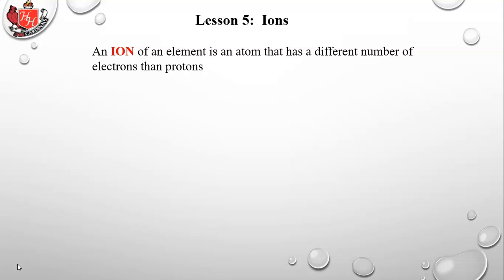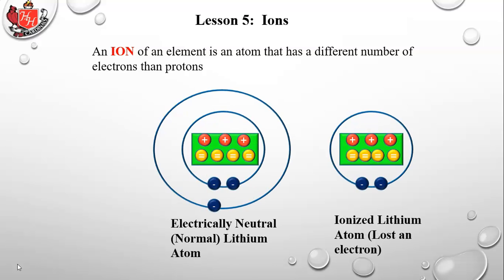An ion of an element is an atom that has a different number of electrons and protons. So here's an electrically neutral normal lithium atom. It has 3 protons and 3 electrons, so it's electrically balanced. An ionized lithium atom is shown on the right. It's lost an electron, and why and how that happens we'll talk about soon. So it has 3 protons and only 2 electrons. So it has a 1+ charge. It has a net positive charge of 1, because it has 1 more proton than electron, so that's called a 1+ charge.